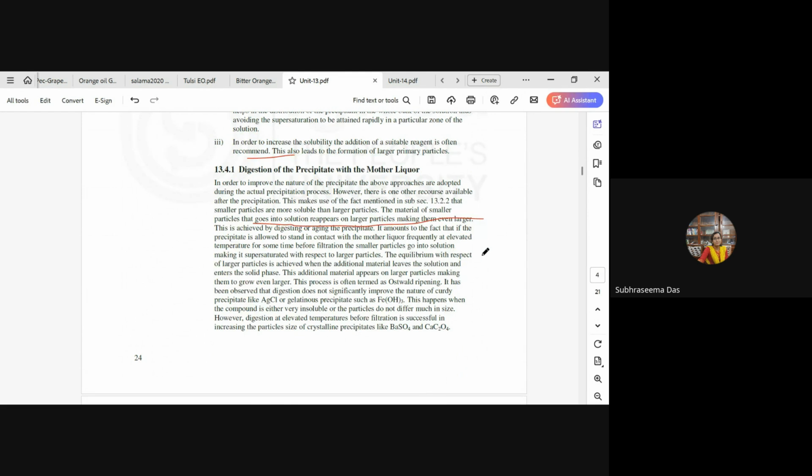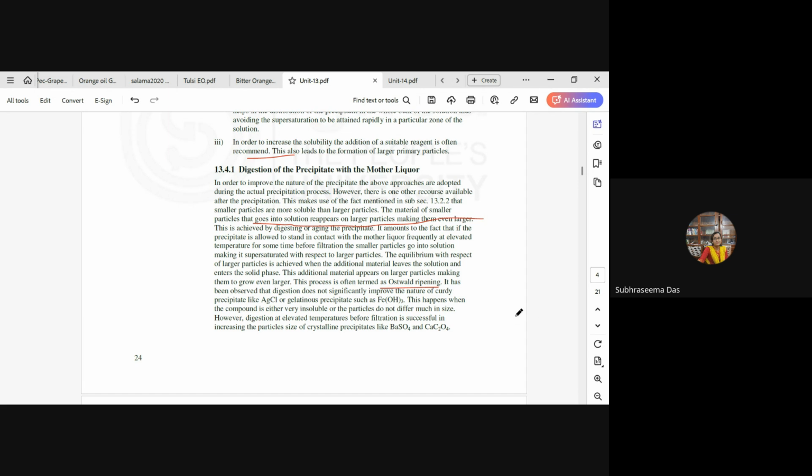So what does digesting or aging the precipitate mean? It amounts to the fact that if the precipitate is allowed to stand in contact with the mother liquor for some time at an elevated temperature, then some of the smaller particles, before filtration, go into the solution, making it supersaturated. Then the equilibrium with respect to the larger particles is achieved when the material leaves the solution. So this additional material appears as larger particles, and this process is called Ostwald ripening.